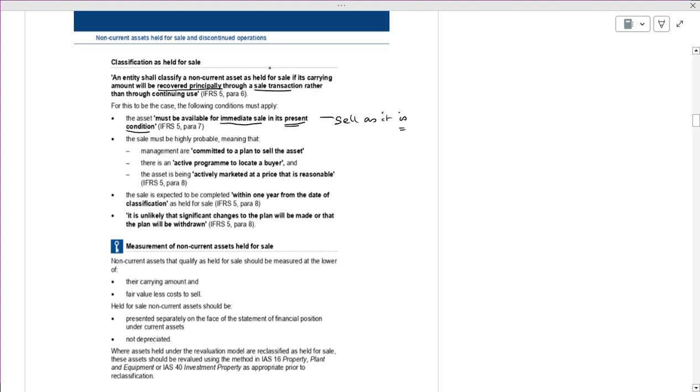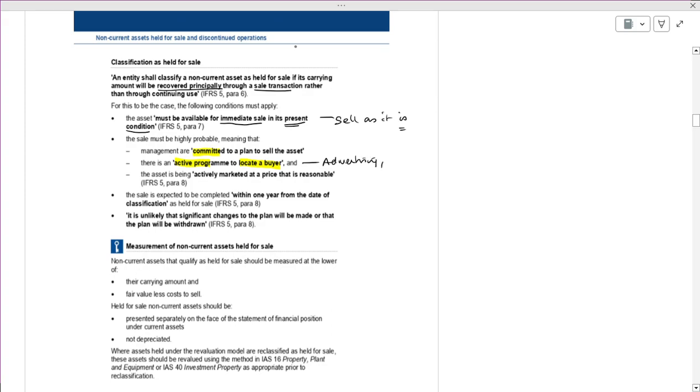Now, means you have to sell it as it is. Second, what they are saying is that there should be a commitment, that the management is planned to sell, committed to sell. You have to locate the people who are going to buy. Means you have to give promotions, you have to give advertisements.